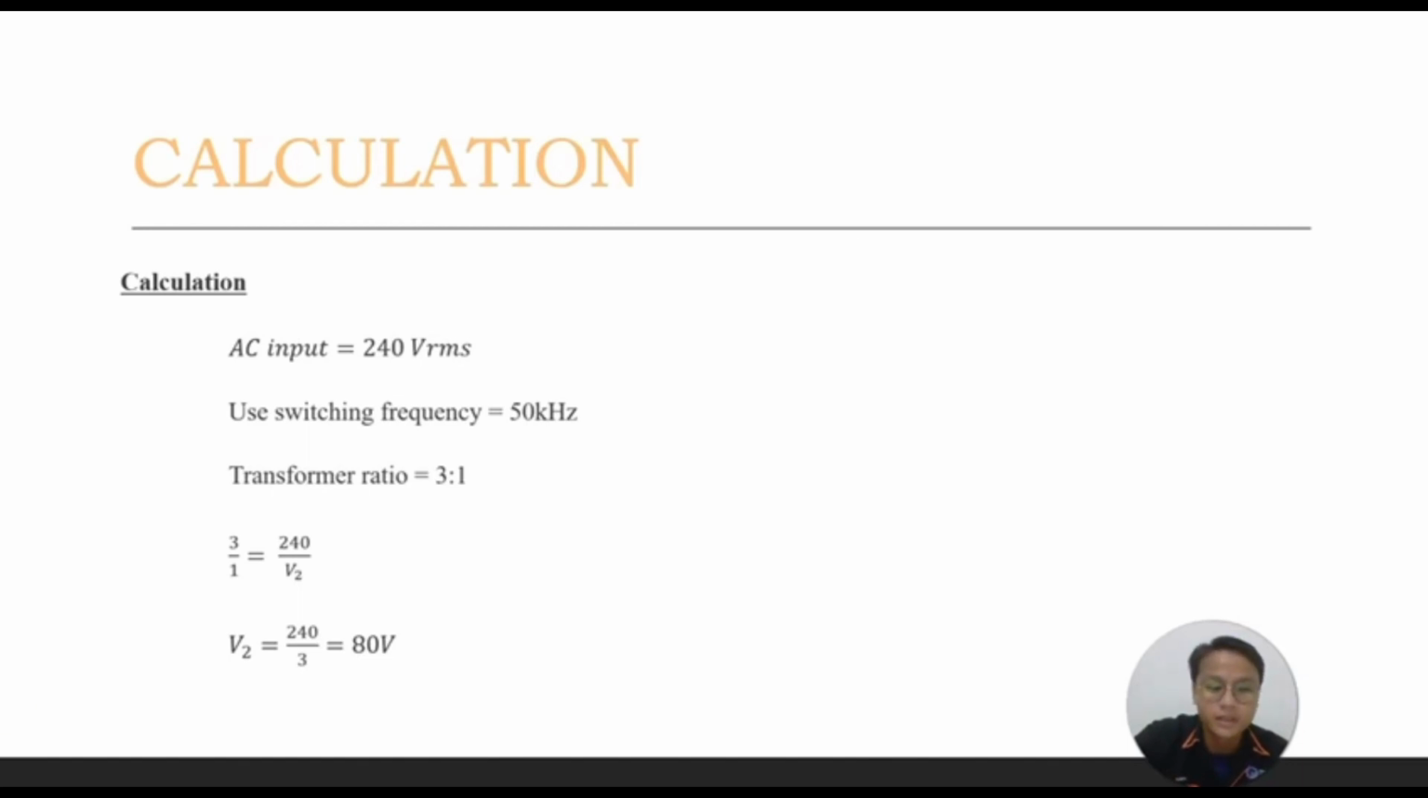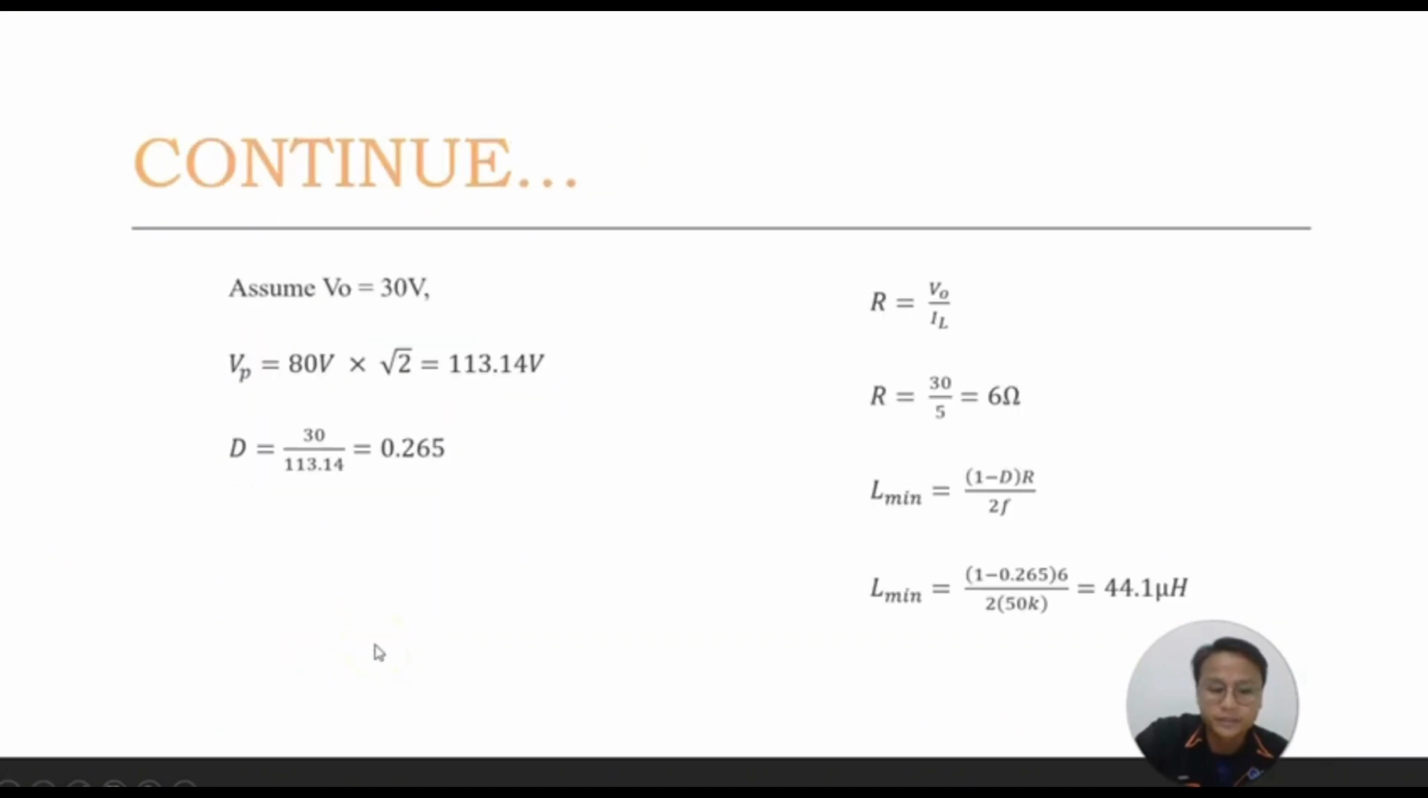So first of all, the question gives us the input AC voltage, which is 240 VRMS. We choose 50 kilohertz as our switching frequency, and then we have to step down the input voltage. So we use a transformer, and the ratio of the transformer is 3:1. To find the secondary voltage, V2 is equal to 240 divided by 3. So we got 80 volt for our secondary voltage.